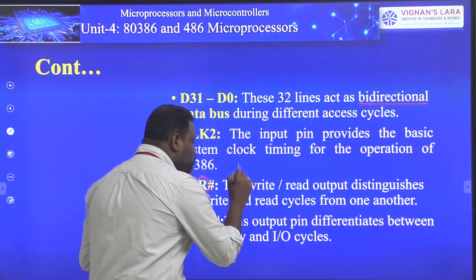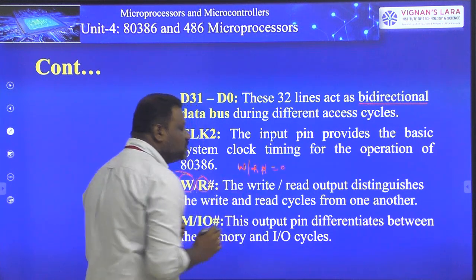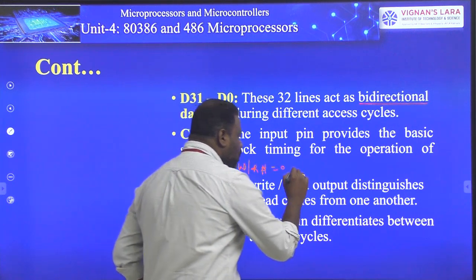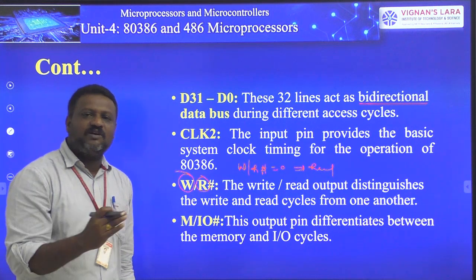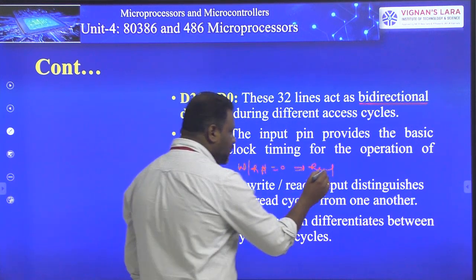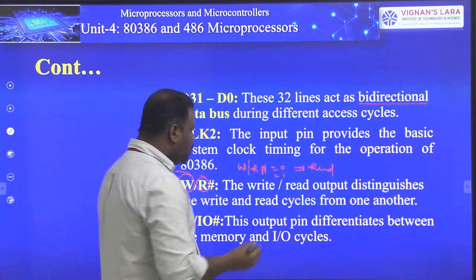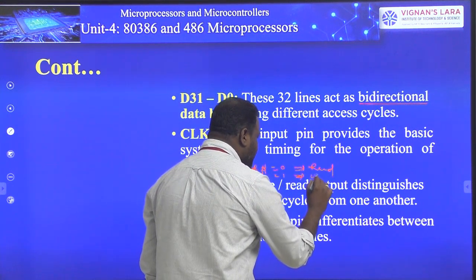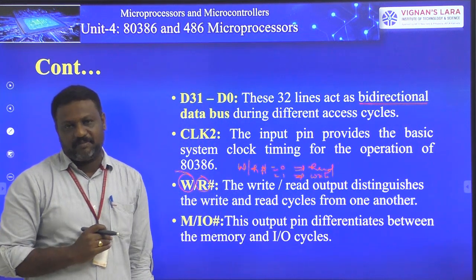Once your processor makes this W/R hash equal to 0, no doubt the operation is read. That means your processor is going to read something from a selected device or location. And similarly, if the same signal is equal to 1, our processor is going to perform a write operation on the selected device or selected memory location.